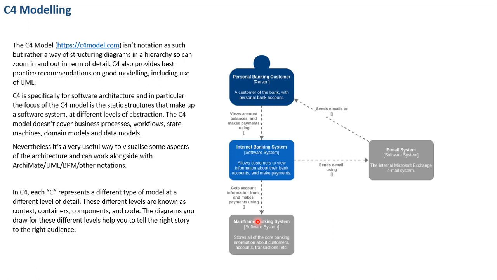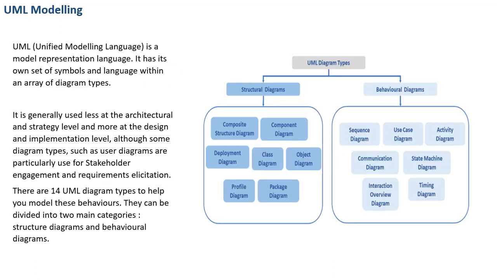The C4 website has a really good worked example of an internet banking system, drilling down from the big picture down to individual components which make up the banking system and the people involved. As I say, it doesn't really incorporate business process, but it does outline the different components that make up a solution and the interactions between them. So it's really, really useful and something I use quite regularly. UML modeling. This is well known probably by most designers.